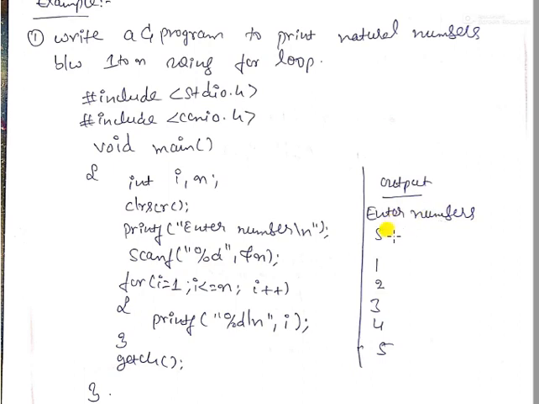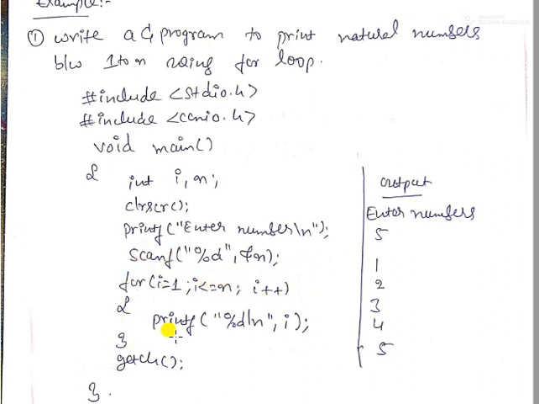Now if I enter 5, then it will print 1 2 3 4 5. The main difference between while and for loop is that in while we first initialize and then check the expression, and inside the while we write the statements and updation. But here the initialization, condition and updation, all three, are written in a single for loop statement.